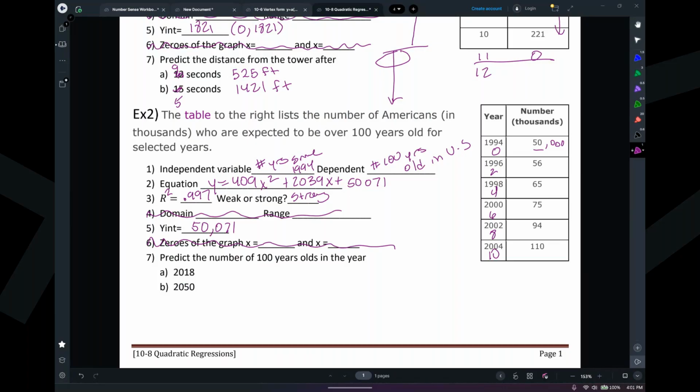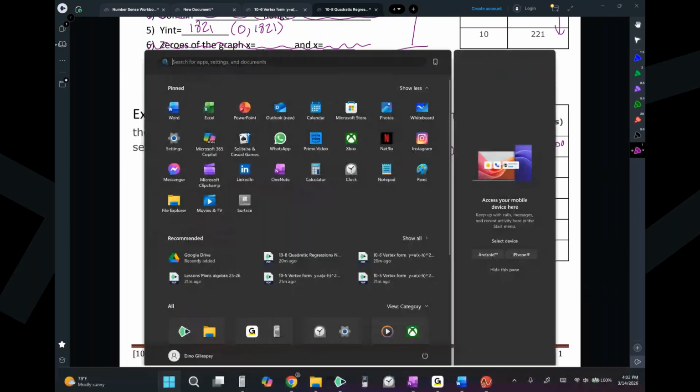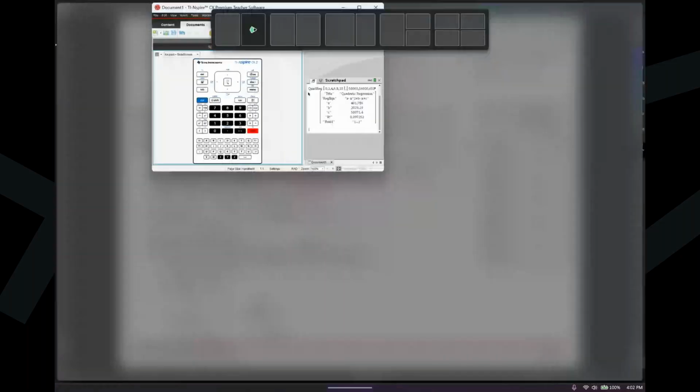Okay, so we're going to have to do 2018. To find the year, we're going to have to do 2018 minus 1994, right? So what are we at? That's 24 years. So that's 24 years. And then 2050 minus 1994, I believe 56 years. 56, yeah? All right, so let's do 24 years and let's do 56 years.